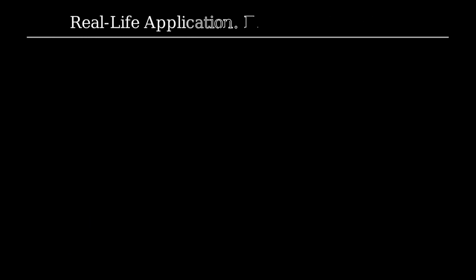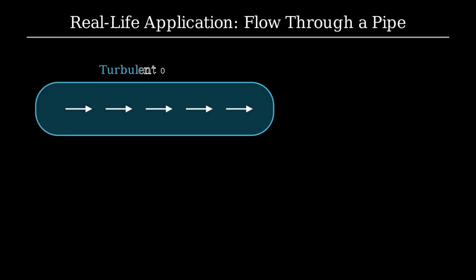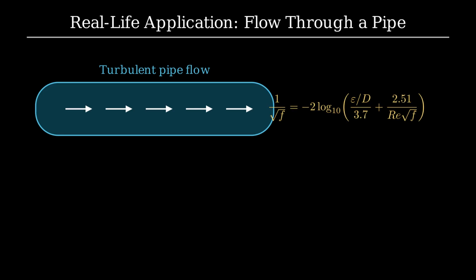A common real-life example is turbulent flow through a pipe. The Colebrook equation is used to determine the friction factor. The unknown friction factor appears inside both a square root and a logarithm. Therefore, the equation is transcendental and must usually be solved numerically.